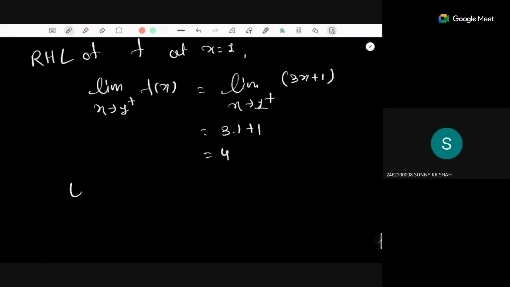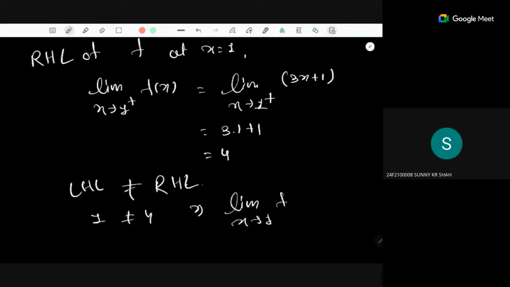So here what is happening? The left hand limit is not equal to the right hand limit, which is 1 not equal to 4. So that means this limit does not exist. The limit as x tends to 1 of f of x does not exist.